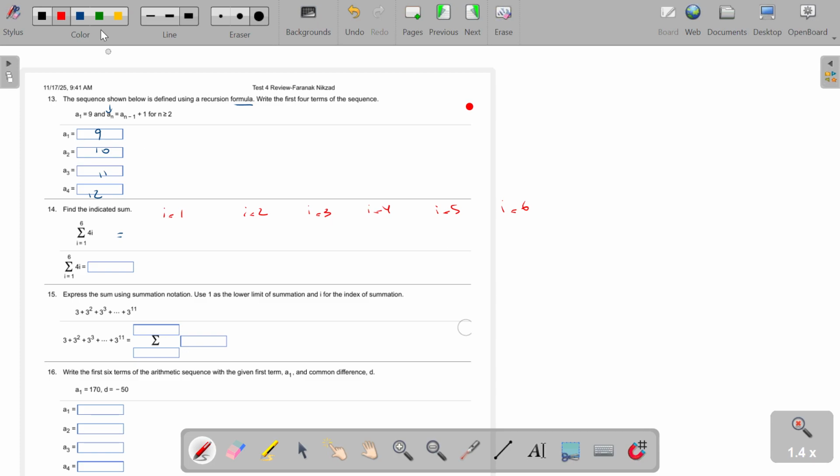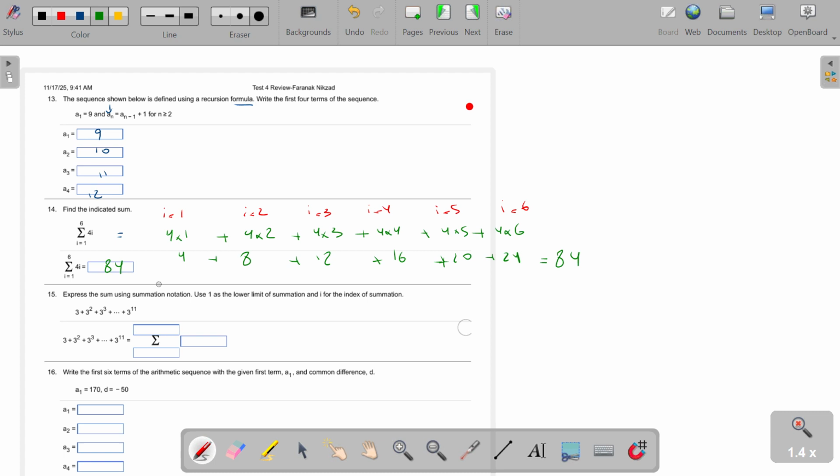When i is equal to 1, the first term will be 4 times i. That means 4 times 1. Next one is 4 times 2, 4 times 3, 4 times 4, 4 times 5, and 4 times 6. And we're going to add them. All these need to be added together. So this is 4 plus 8 plus 12 plus 16, 20, and 24. And when you add them all together, that's going to be equal to 84. So the answer is 84.